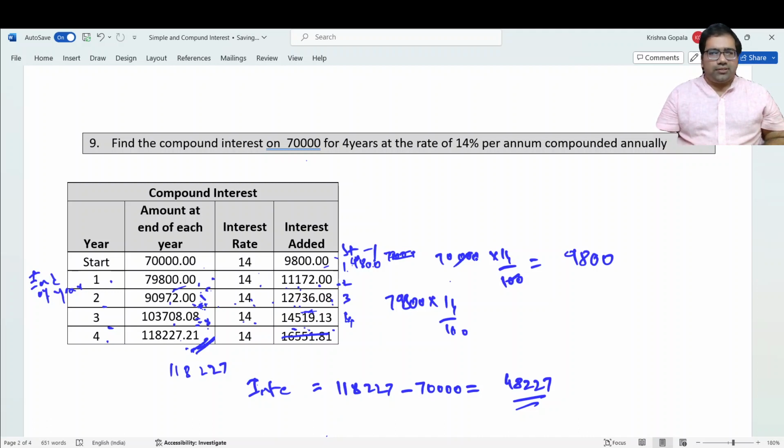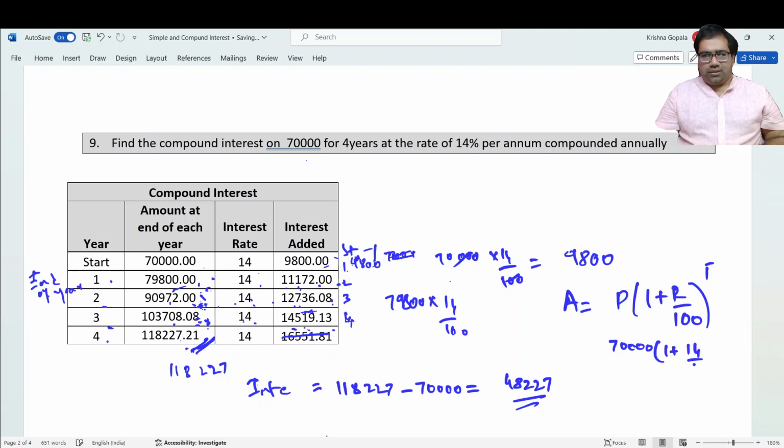The other way of doing this calculation for compound interest: Amount is equal to principal into 1 plus r by 100 whole power t. This is the formula. Okay, 1 plus r by 100 whole power t. What is P here? P equals 70,000. 70,000 into 1 plus r by 100. This is 14 by 100.